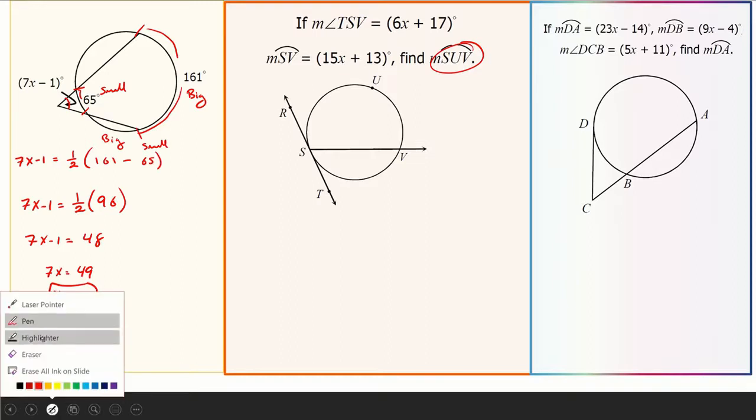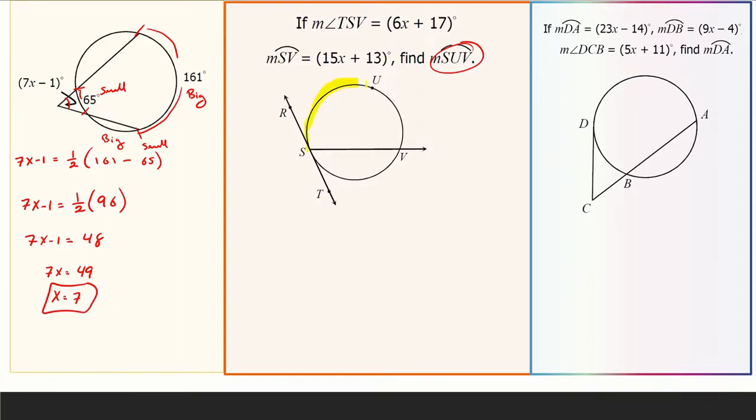So for the second problem, they're asking us to find the arc measure of SUV. Arc measure of SUV is over here. So what we have to do first is find the arc measure of SV. And so to do that, we have to figure out what is the value of x. So they're giving us two things. They're giving us angle TSV, which is that angle right there, and they're giving that to us in terms of x, which is 6x plus 17. The second thing they're giving us is our arc measure SV in terms of x as well, and that's 15x plus 13.